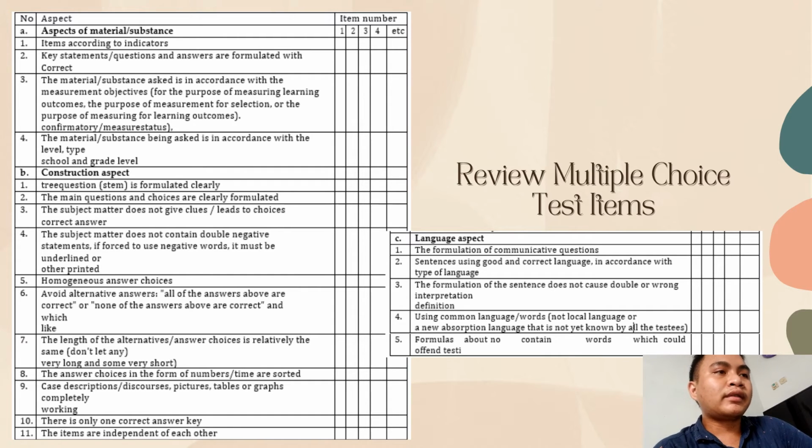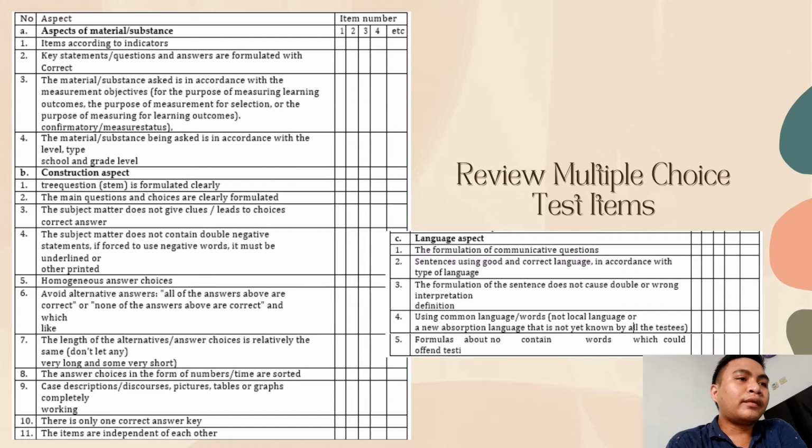And about the construction, this is a little bit different. The first is that the question or stem is formulated clearly. The main question and choices are clearly formulated. The subject matter does not give clues or leads to the correct answer choice. The subject matter does not contain double negative statements. If forced to use a negative word, it must be underlined or otherwise highlighted in print. Homogeneous answer choices, avoid alternative answers.